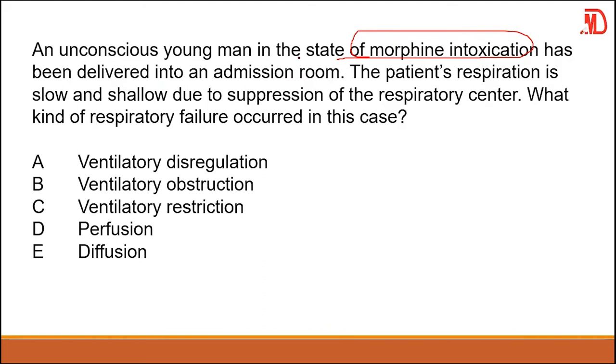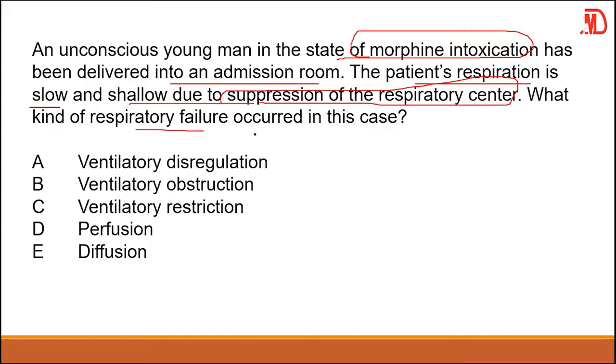An unconscious young man in the state of morphine intoxication has been delivered into an admission room. The patient's respiration is slow and shallow due to suppression of the respiratory center. Who can tell me where we can find the respiratory centers? Medulla oblongata. Correct. Exactly, that is where everything is located, isn't it? Respiration, even digestion, they all can be found over there.